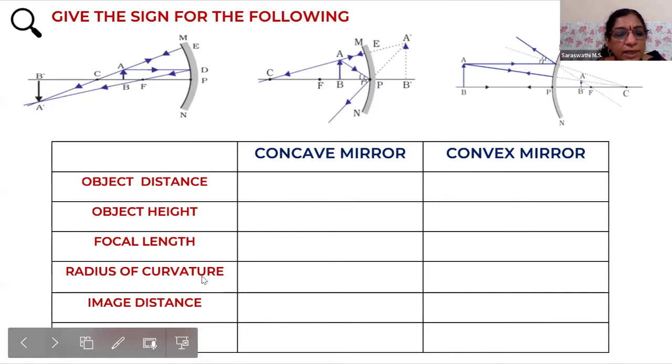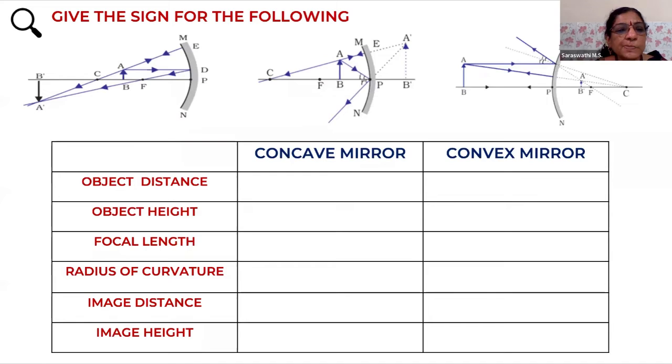What about radius of curvature? For concave, negative, madam. For convex, positive. Okay. Let us discuss the image distance for these. Image distance in this case, is it positive or negative? Negative, ma'am. What about this case? Second diagram also negative.